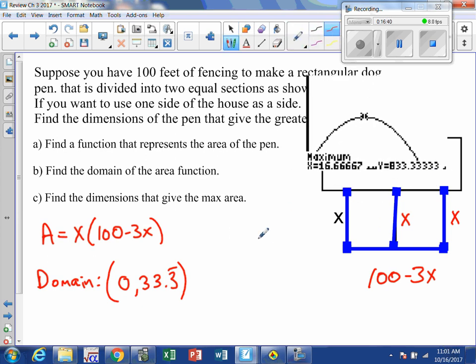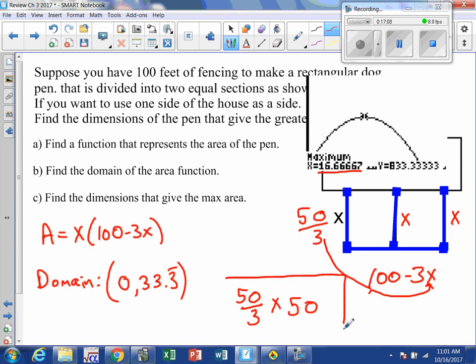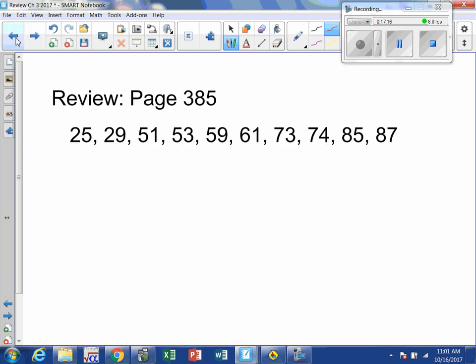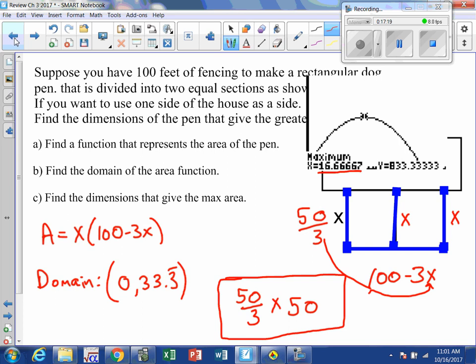Now, the question is, what dimensions give the maximum area? Well, this 16.666 is actually 50 over 3. So that means x is 50 over 3. If I then take that number and substitute it in for this x in 100 minus 3x, it gives me 50. So my dimensions are 50 over 3 by 50, or 16.67 times 50.